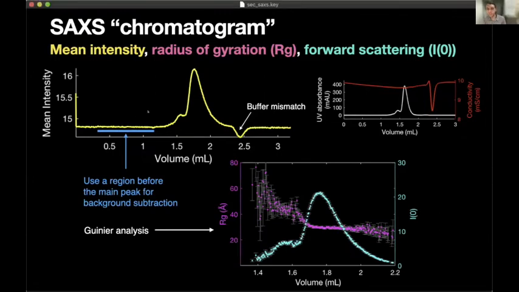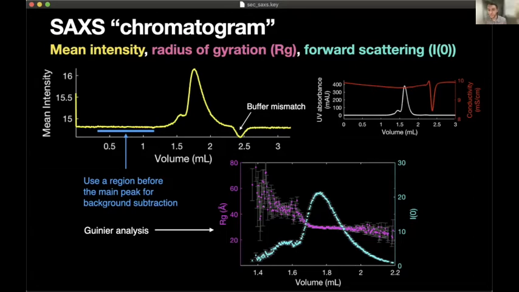Okay, so you can do background subtraction, and then do Guinier analysis. This is done automatically. Basically, you're fitting that Guinier region for every single curve in the elution, and you can make a plot of Rg versus time, and also the forward scattering I(0) versus time.